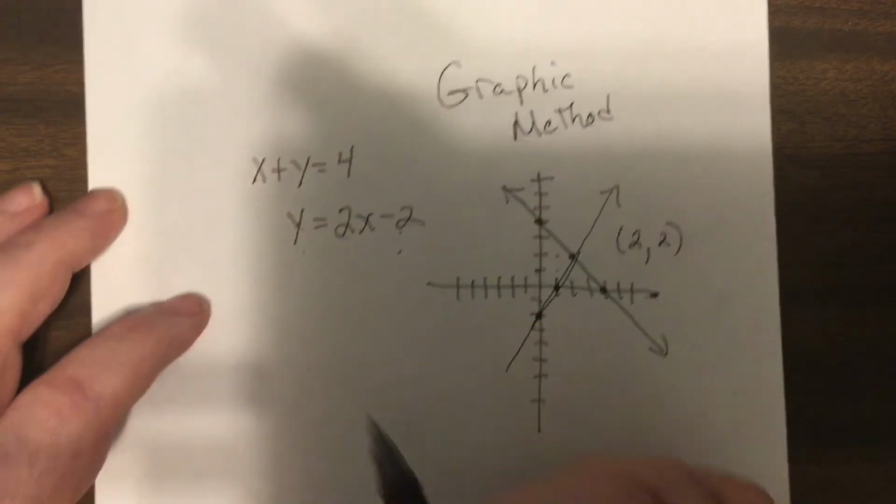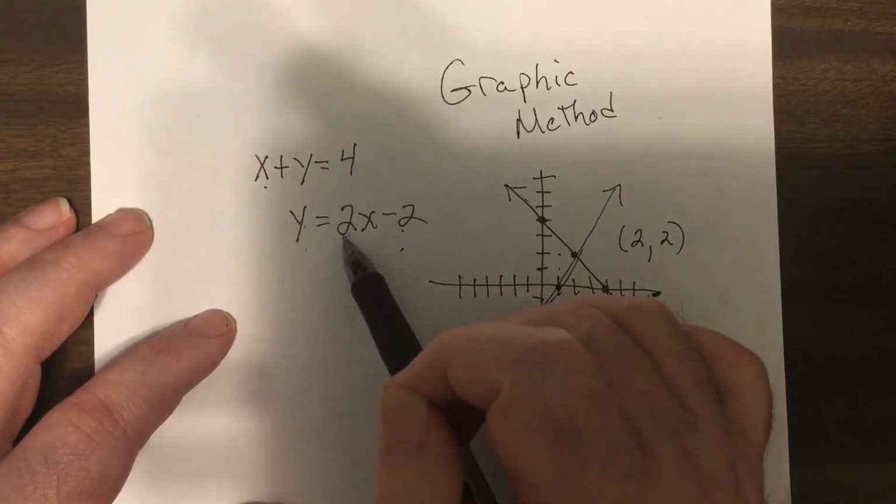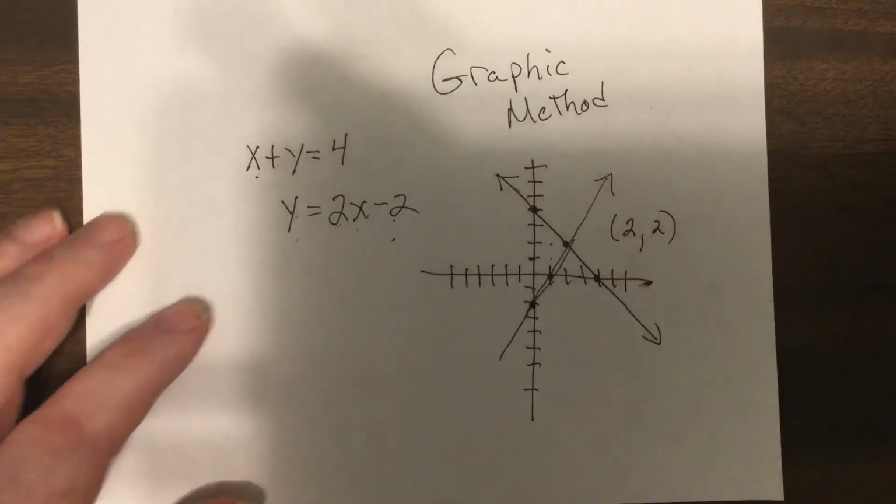Let's see if that's true. 2 plus 2 is 4. Yay. 2 times 2 is 4, minus 2 is 2. So that's 2, 2. Yes.